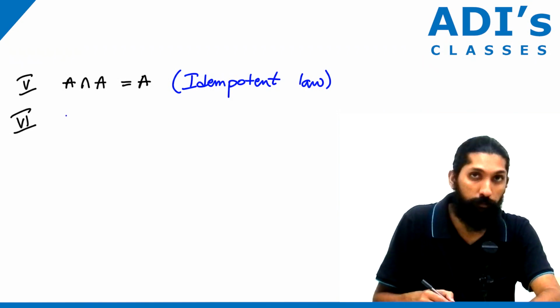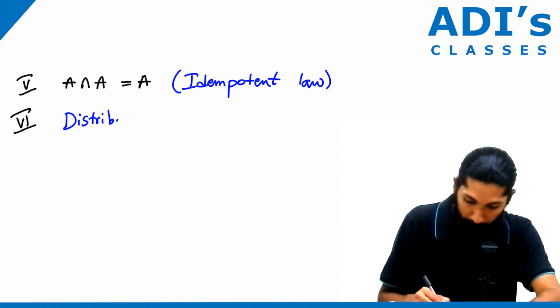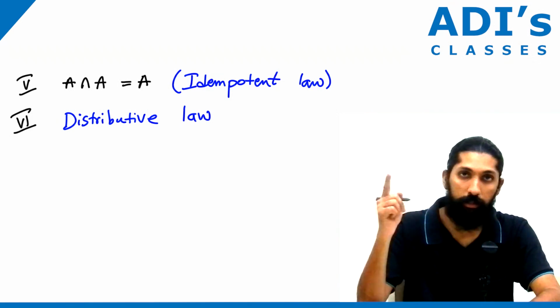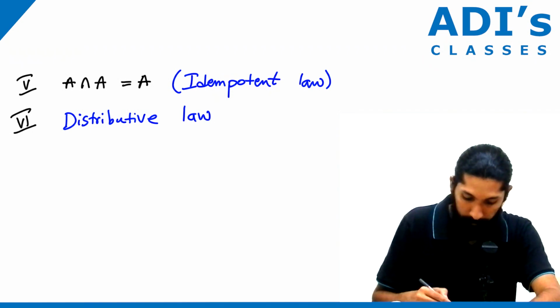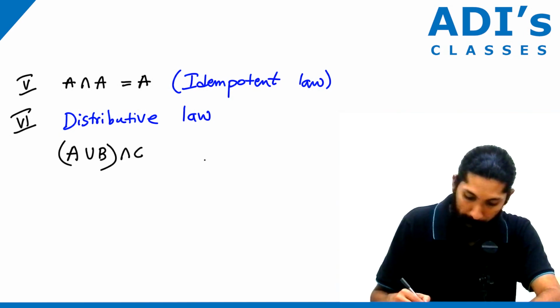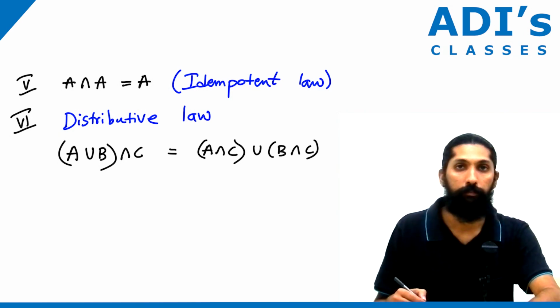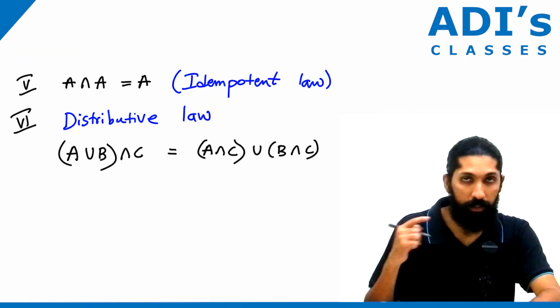The next one is a very, very important one. We are looking at the distributive law. Here, when we say distributive, we talk about distribution of union over intersection or intersection over union, both. Suppose you have A union B, intersection C, this becomes A intersection C union B intersection C. So this is distribution of union over intersection.